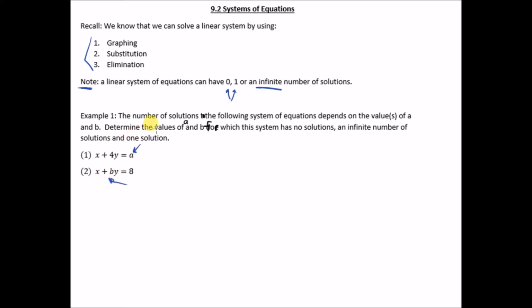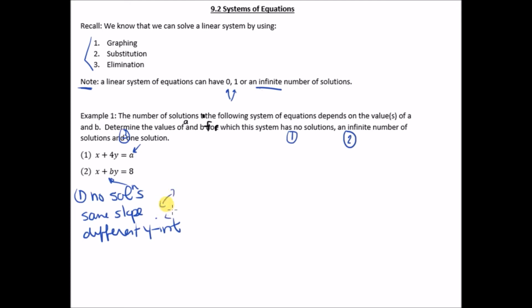Okay, so let's go ahead and determine the values of a and b for which this system has, there's 3 parts to this: no solution, infinite number of solutions, and one solution. Okay, so let's do no solutions first. In order for 2 lines to have no solutions, they have to have the same slope but a different y-intercept. So they have to be parallel and distinct. They have to be parallel, and one has to be up and one has to be down from one another.